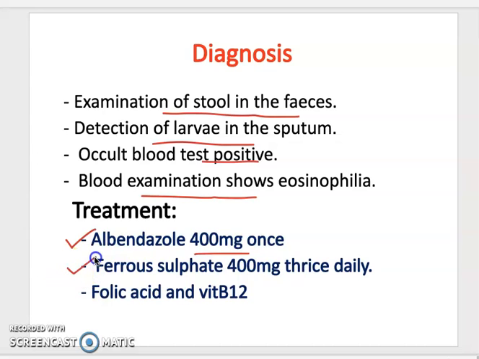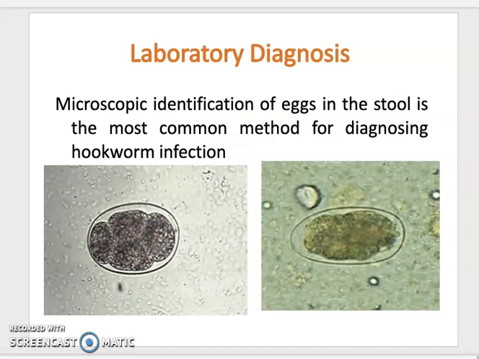And for the treatment, albendazole about 400 mg once can be given. Then ferrous sulfate 400 mg thrice daily can be given. Folic acid and vitamin B12 can also be given. And for the deworming day, all the schools are supplied with this albendazole, a handy drug which, when taken after the meal, is an effective control measure for this infestation of various types of nematode worms.